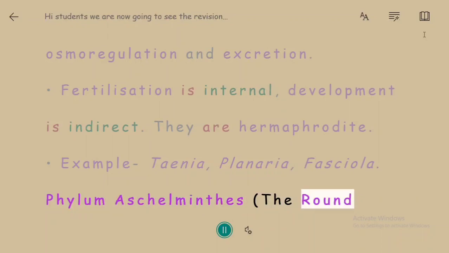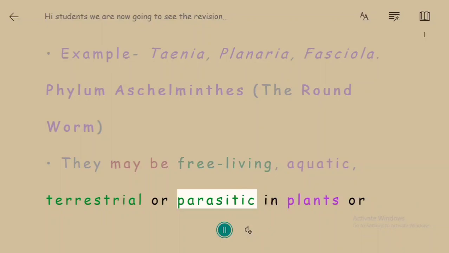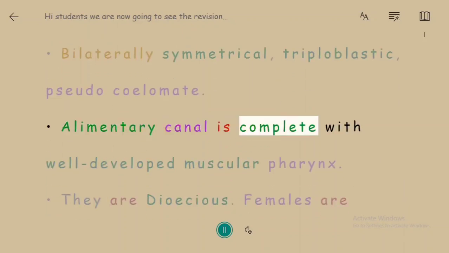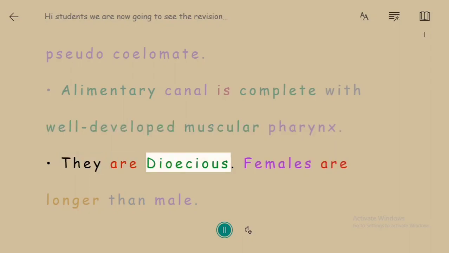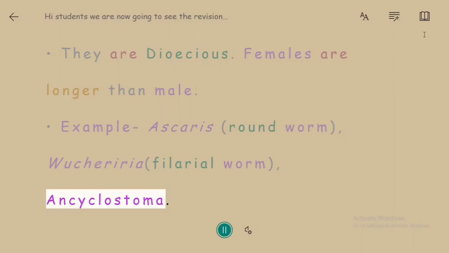Phylum Aschelminthes, the roundworms. They may be free-living, aquatic, terrestrial, or parasitic in plants or animals. Bilaterally symmetrical, triploblastic, pseudocoelomate. Alimentary canal is complete with a well-developed muscular pharynx. They are dioecious. Females are longer than males. Example, Ascaris, roundworm, Wuchereria, filarial worm, and hookworm.